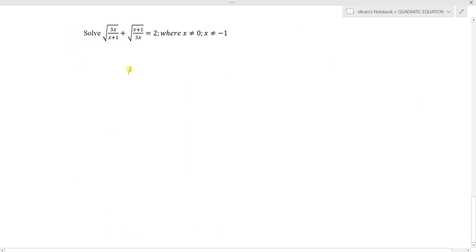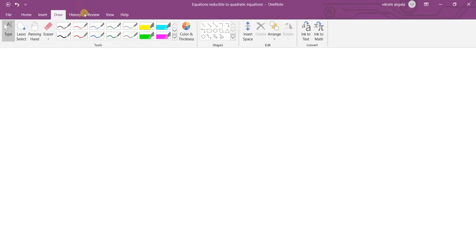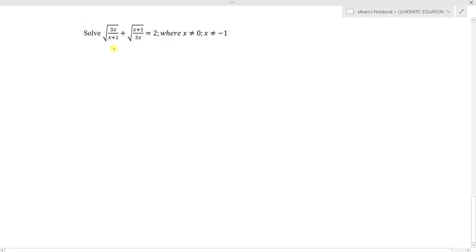Now consider the next question. What has he given in the question? He is asking us to solve square root of 3x by x plus 1 plus square root of x plus 1 by 3x equals 2, where x not equal to 0 and x not equal to minus 1. Now we need to convert this into a quadratic equation.